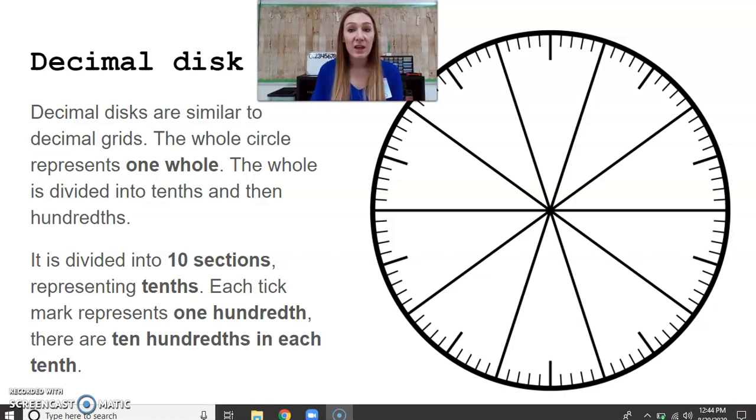So you have to take each one of those pieces of pie that you already cut, those 10 pieces of pie, and you have to cut those pieces of pie into 10 more pieces. This will give you hundredths. There are 10 hundredths in each tenth. That is important to know. 10 hundredths in each tenth.